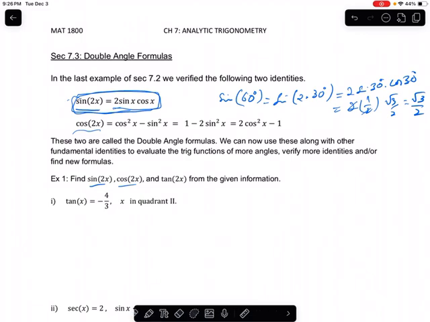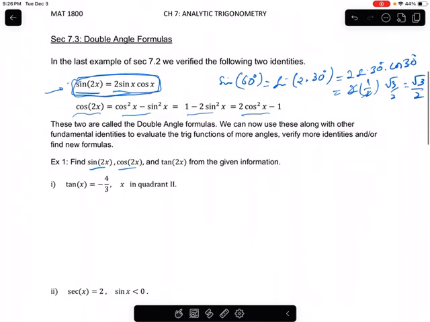Now if I use the last one, I only need to know the value of cosine x. If I use this second one, I have to know only the sine x. But for this one, I have to know both. Now for sine, we have to know both. So it means we have to first find those. And how do I do that? The same technique that we have learned before.